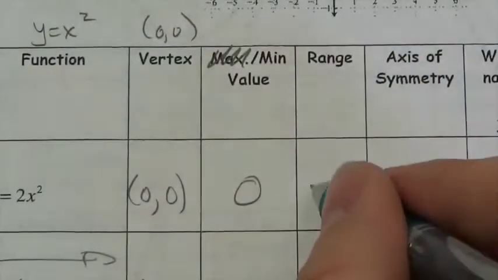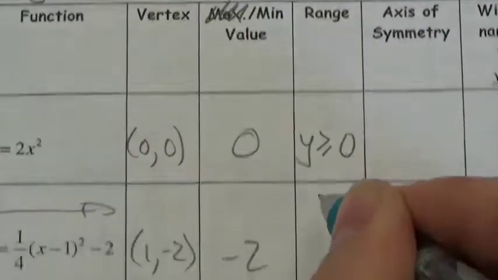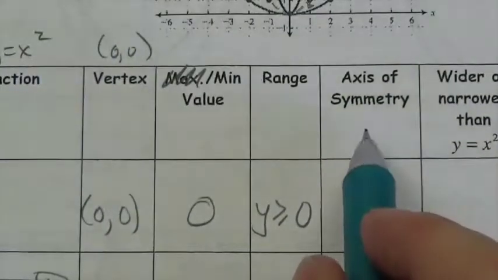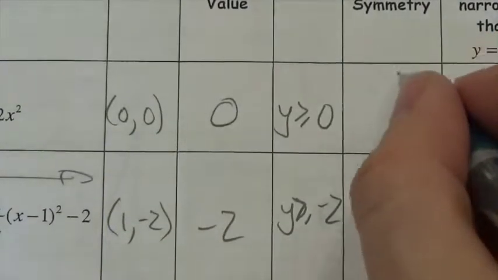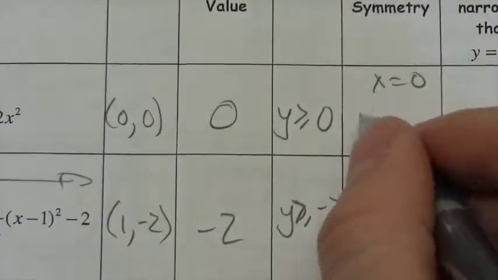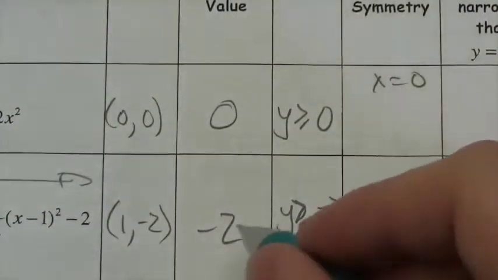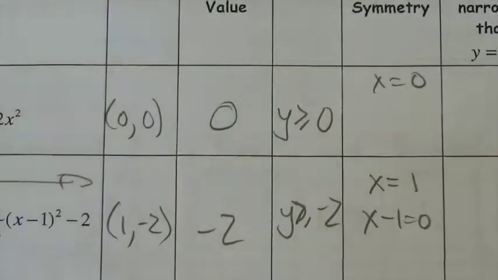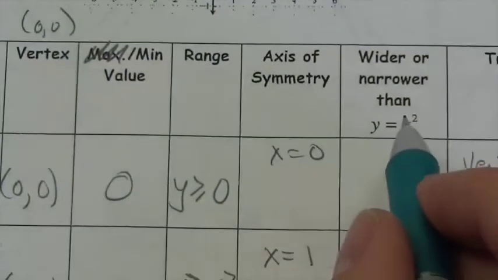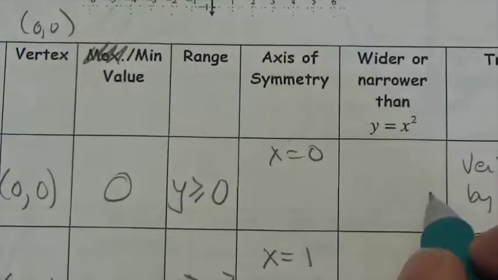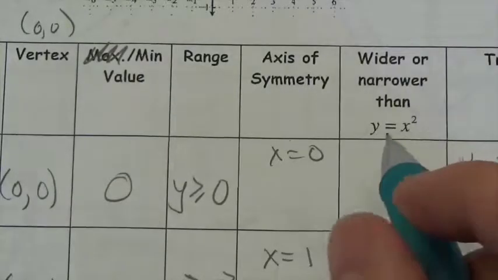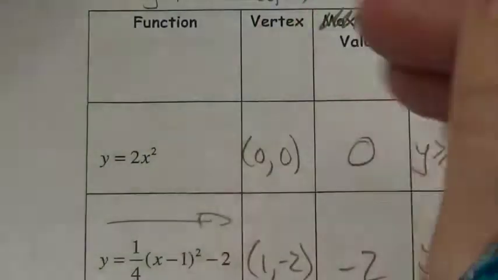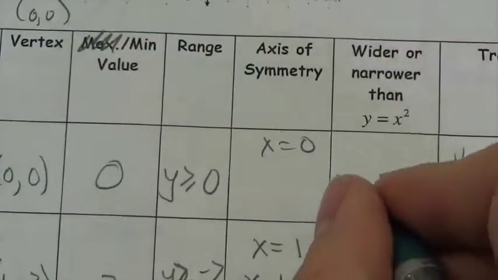These both open up, so they both have minimum values related to their y coordinates, 0 and -2, and that means that my range is y is greater than or equal to 0, and here y is greater than or equal to -2. The axis of symmetry is related to the x coordinate, so either x is equal to 0 or, in this case, x is equal to 1, or x minus 1 is equal to 0. Now, is this going to be wider or narrower than y equals x squared? Because this is a value larger than 1, it did get taller, but visually I'm going to see this as narrower.